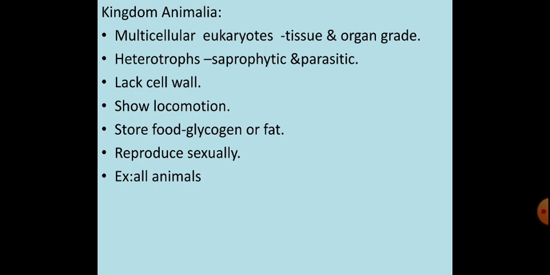Kingdom Animalia, that is animals, lack a cell wall. The body doesn't have a cell wall. They show locomotion. That means animals can move from one place to another.